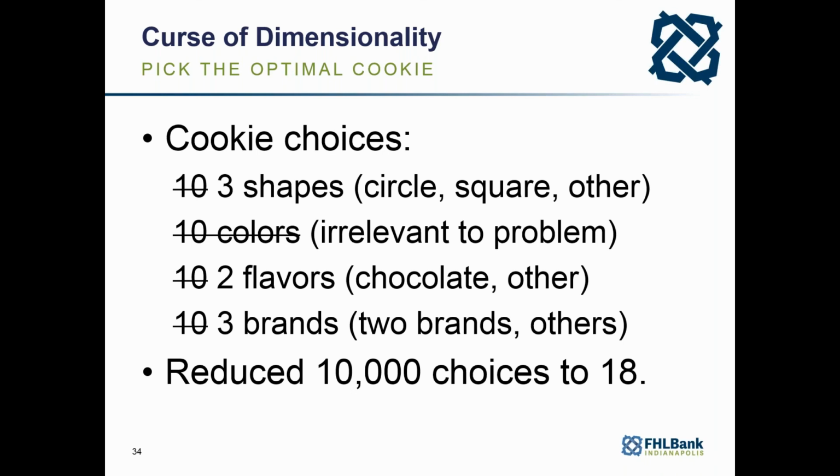So back to the cookie example. So now let's say, okay, I only care about 3 shapes. I mean, this is just a back of the envelope kind of dimensionality reduction, but okay, I only care about circles, squares, the other ones I don't care. I don't care about the color at all. I just care about the flavor, and the flavor I care about is chocolate. Anything that's not chocolate, I put in the same bucket. Let's say there's only 2 brands I really care about also, and I'll bucket the other one. So now I've basically just off the cuff reduced it from 10,000 choices to 18 by simply doing that.